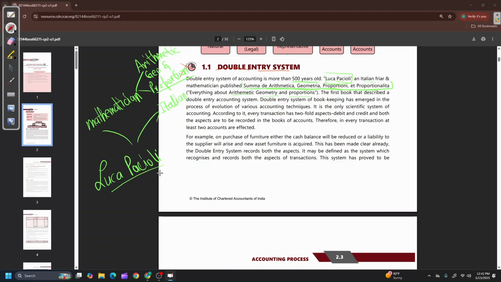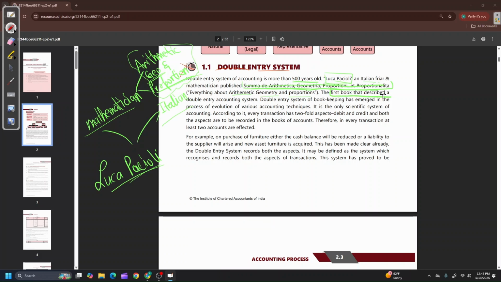ओके, सो लुका पेसियोली इटालियन मैथमेटिशियन है. इन्होंने एक बुक लिखी दैट इज सुमा दे अरिथमेटिका जियोमेट्रिका प्रोपोर्शियनी अरिथमेटिक. ये तो याद होने से रहा. ऑब्वियसली वी हैव सो मच टू लर्न अबाउट सीए फाउंडेशन, तो ये सब तो याद होगा नहीं. दैट टू व्हेन वी नो दैट इट्स नॉट इम्पॉर्टेंट, बट वी आर जस्ट लर्निंग फॉर व्हाट इफ सिचुएशन. तो यू कैन जस्ट रिमेंबर लुका पेसियोली एक इटालियन थे, मैथमेटिशियन थे. इन्होंने एक बुक लिखी, arithmetic geo means geometry and proportions pe, and this was the first book.